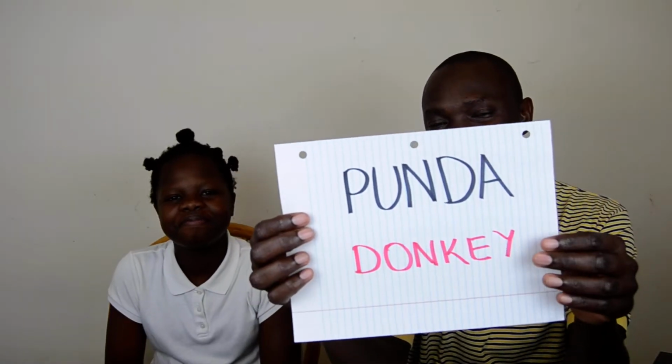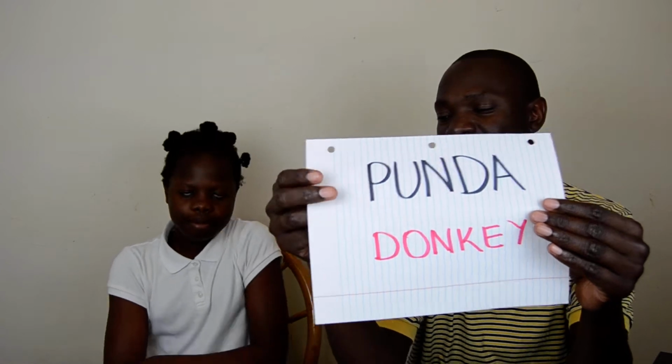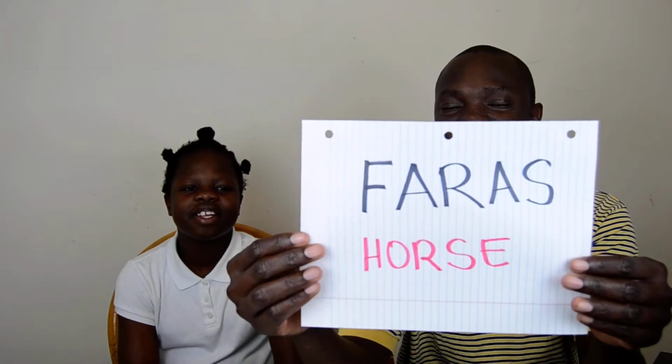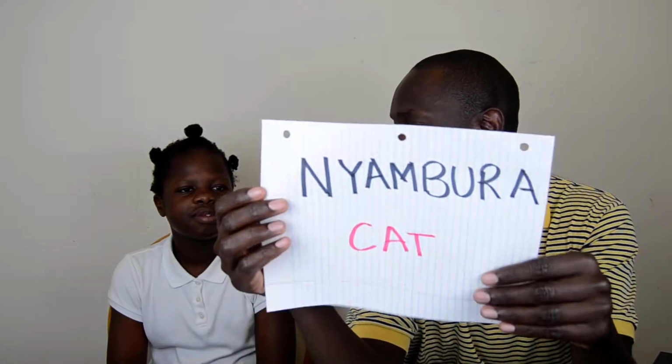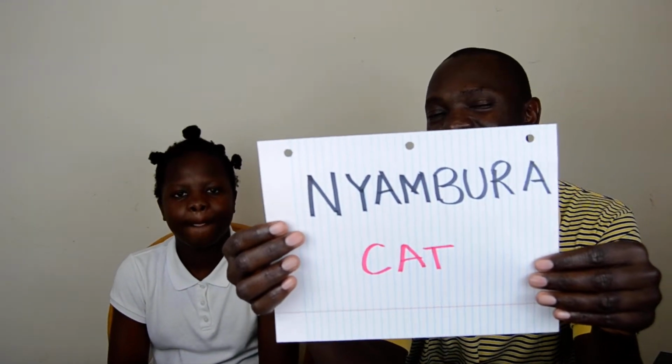Punda. That's a donkey. They got it from the Swahili because Swahili also says punda. Faras. That's a horse. Nyambora, Nyambura. That's a cat.